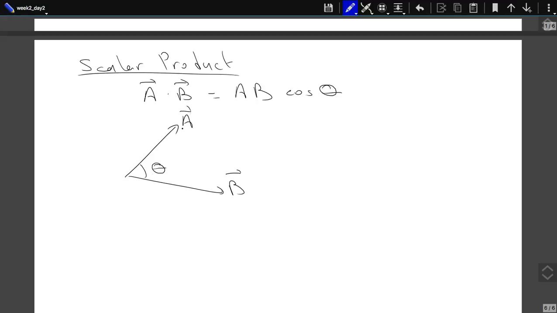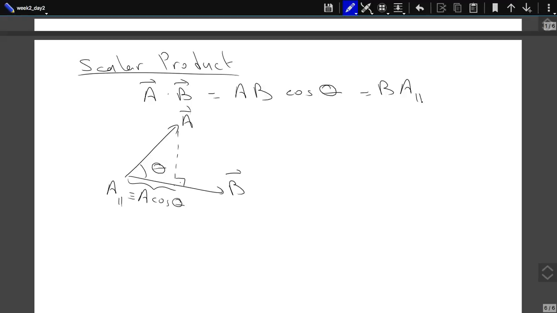Now we can also look at it in another form. This side over here is nothing but A cosine theta. Here I have this right angle. So let us just denote it by A parallel, meaning that it is parallel to the other vector. So this is equal to B times A parallel.